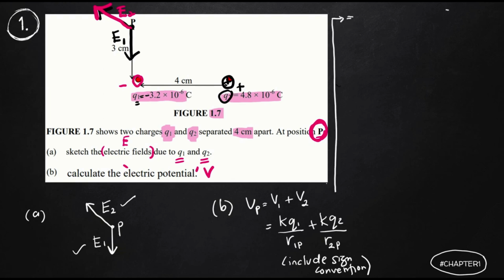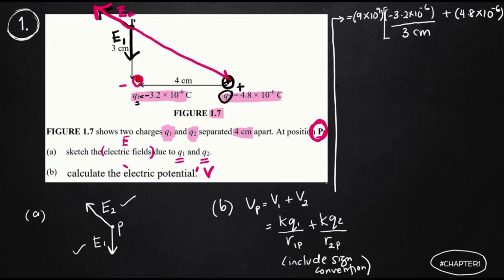So Vp is equal to K, which is 9 times 10 to 9. You can factorize K. Your Q1 is negative, so you need to include negative 3.2 times 10 to minus 6, plus Q2, which is 4.8 times 10 to minus 6. So this is R1P, which is 3 cm. R2P is here. Okay, this is our R2P.